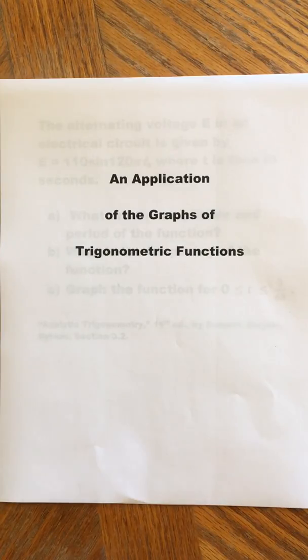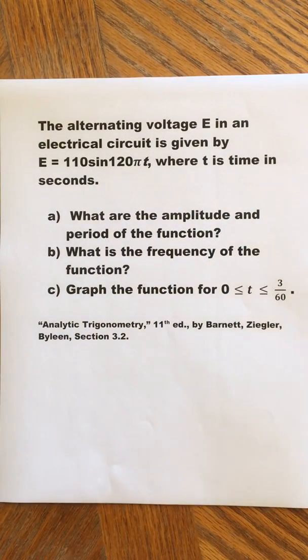Hello, in this video I'm going to look at an application of graphs of trigonometric functions. So we're going to look at a word problem. The alternating voltage E in an electrical circuit is given by E equals 110 sine of 120 pi t, where t is time in seconds. Now, they ask you several questions here.